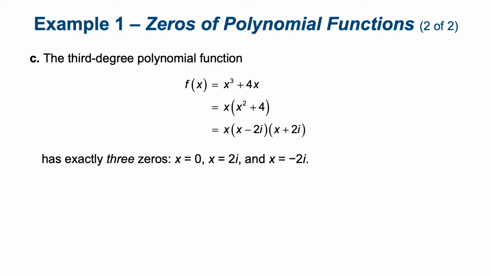Okay, so this other function, x cubed plus 4x: if you factor out the x, you get the quadratic x squared plus 4, which has two imaginary solutions, 2i and negative 2i. So the 3 zeros that this polynomial function has are 0, 2i, and negative 2i. Now it's kind of exciting, because previously we would say, oh, I can't factor this any further, but now that we've introduced i and complex numbers, we can solve polynomials even further. So that's pretty exciting.